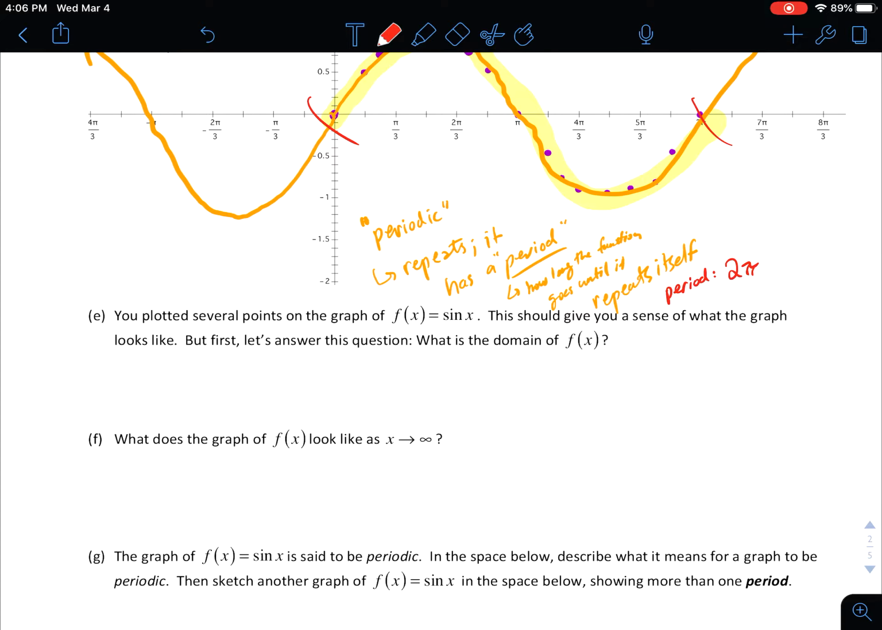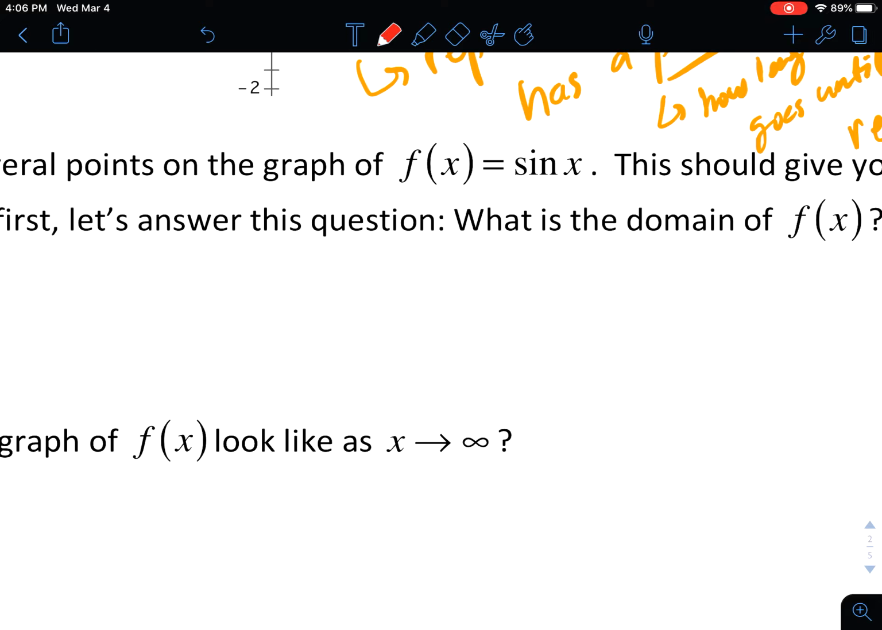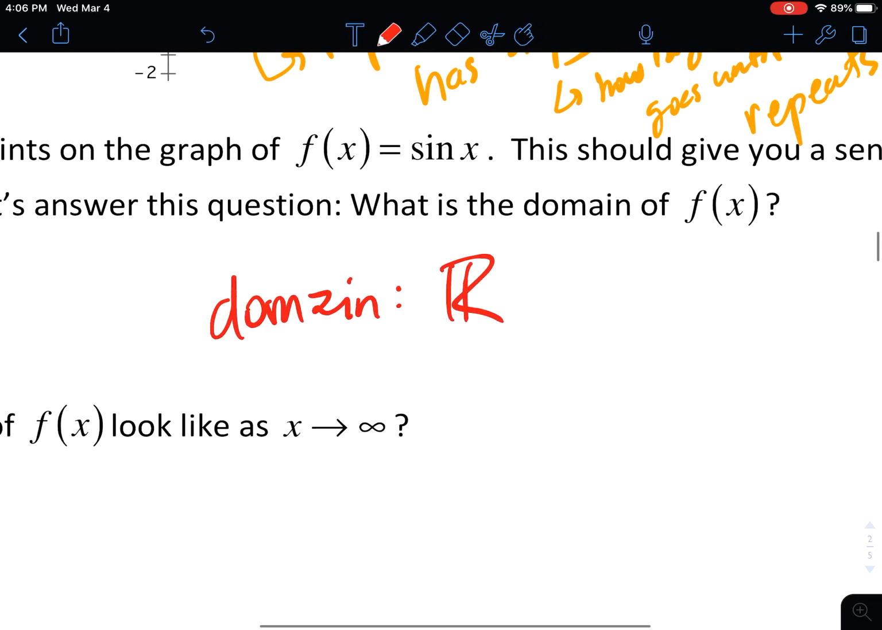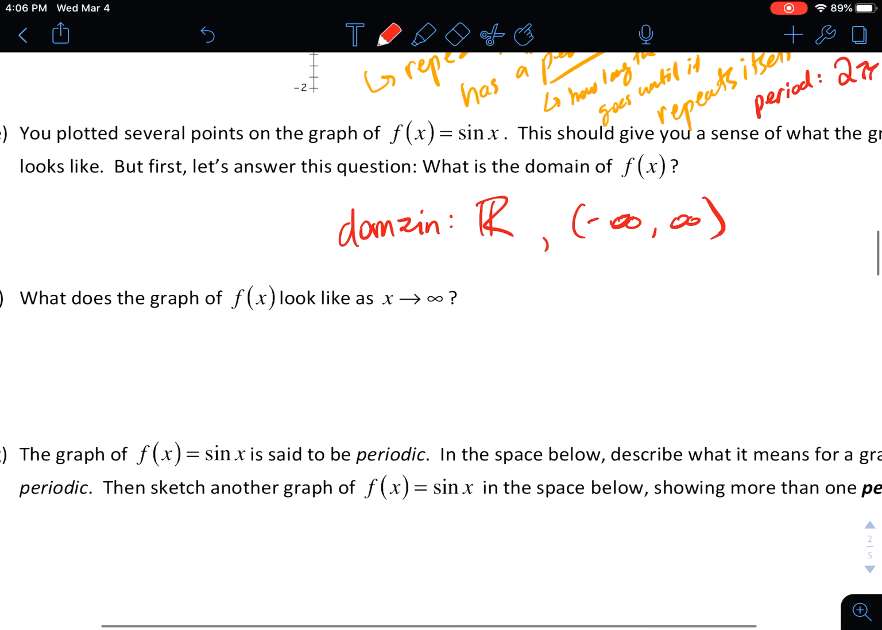You plotted several points on the graph of f of x equals sine x. This should give you some sense of what the graph looks like. But first, let's answer this question. What is the domain of f of x? Well, the domain is whatever we could plug in as an angle. And there's no angle that we can't plug in. And so the domain is all real numbers. Or in interval notation, you can write that as negative infinity to infinity.